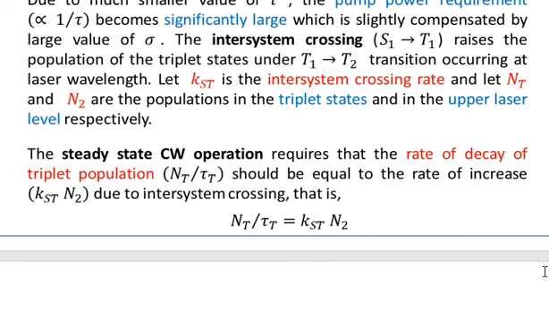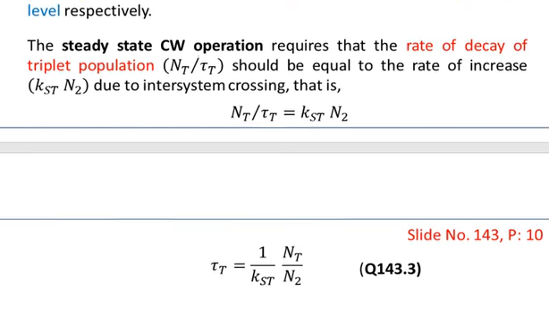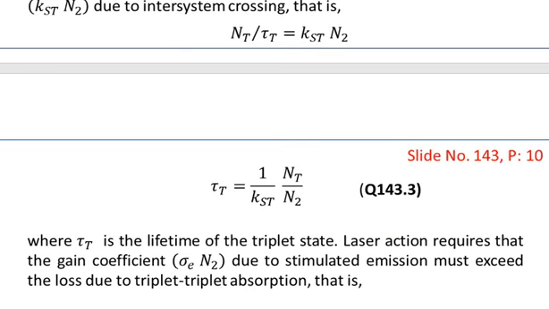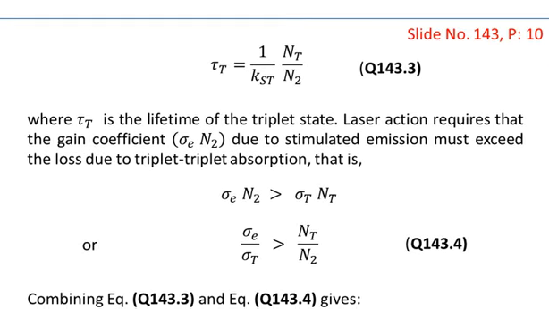I have explained that the transitions from the triplet states will ultimately come back to the ground state, where the absorption from S0 to S1 will occur. So that will be compensated. And here we can solve this equation for tau t, which is equal to 1 over KST multiplied by Nt over N2, where tau t is the lifetime of the triplet state.